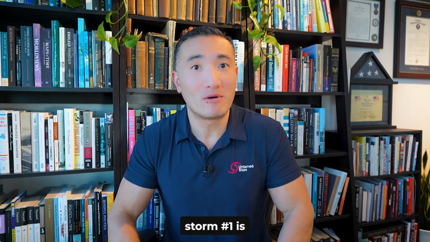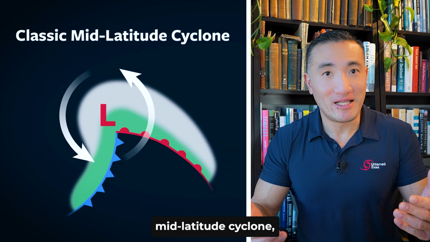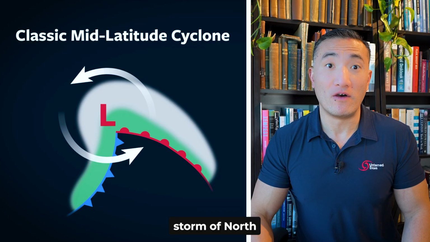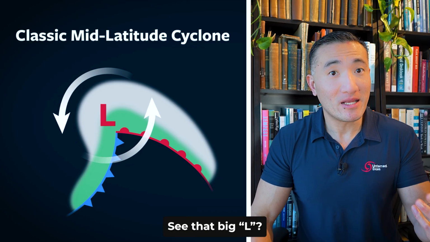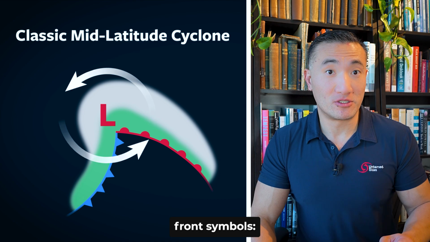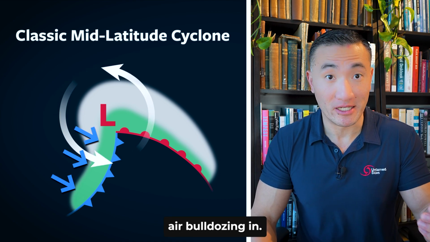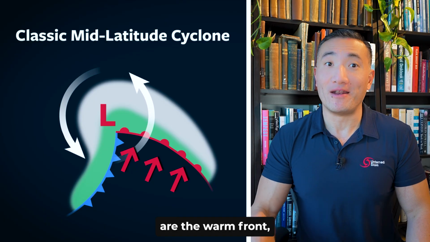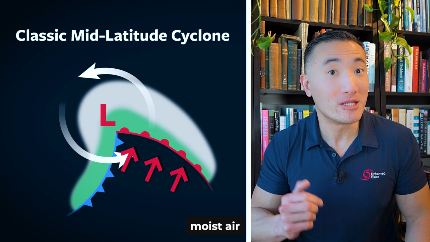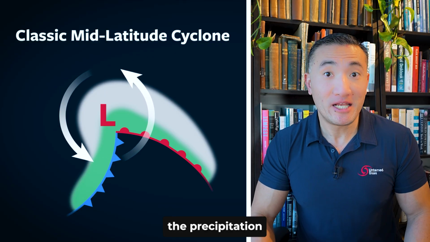Alright, storm number 1 is the classic one. The big swirling monster. This is the classic mid-latitude cyclone, the workhorse storm of North American winter weather. See that big L? That's the low pressure center, and notice the 2 different front symbols. The blue triangles are the cold front, indicating the front edge of the cold air bulldozing in. The red semicircles are the warm front, indicating the front edge of the warm, moist air gliding up and over the colder air. Now, look at the precipitation shading.